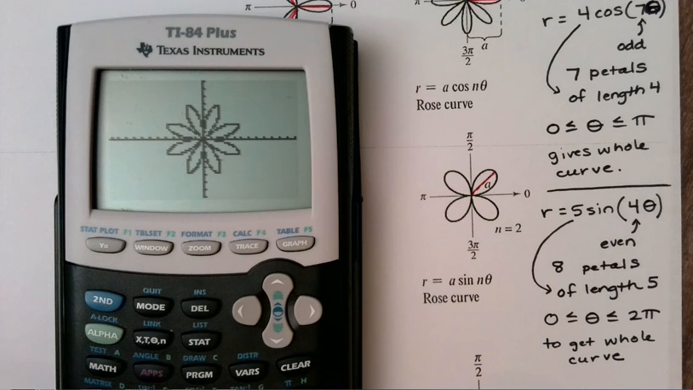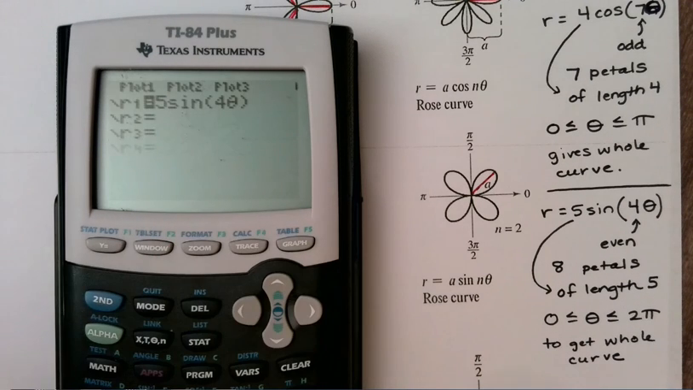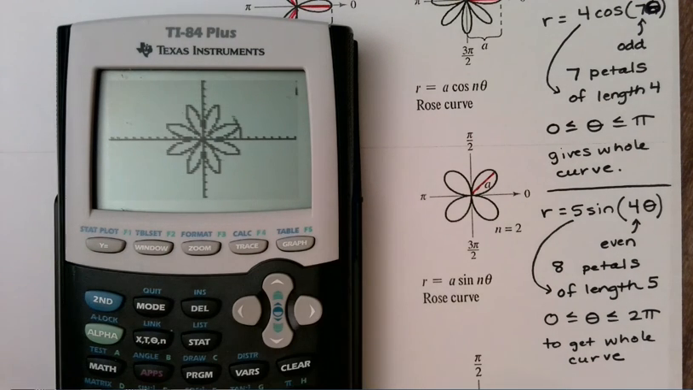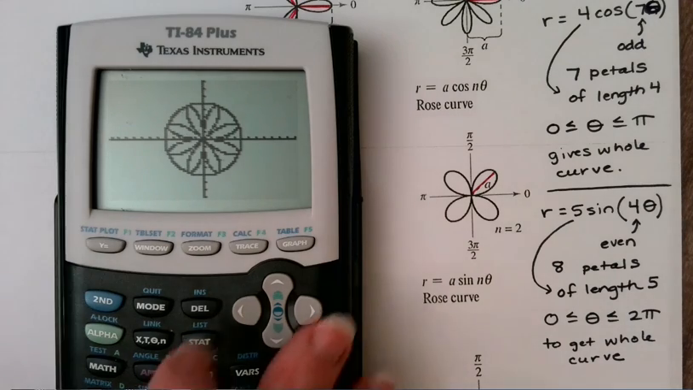Once again, we said that these petals should have a length of 5. A nice, easy way to see that would be to add the circle, r equals 5. And those petals should just touch that circle. And in fact, they do. You can see that each petal extends out to a length of exactly 5. So those are the rose curves.